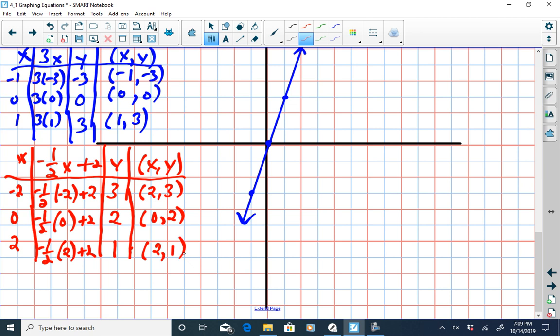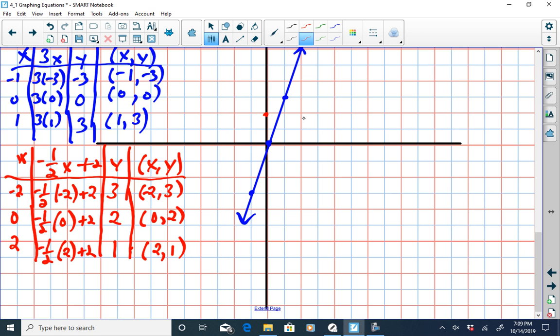Right, if I want to graph those ordered pairs, we start at (-2, 3), and then we have (0, 2), and then we have, let's see, I made a mistake. Let's correct that. That first ordered pair is (-2, 3).